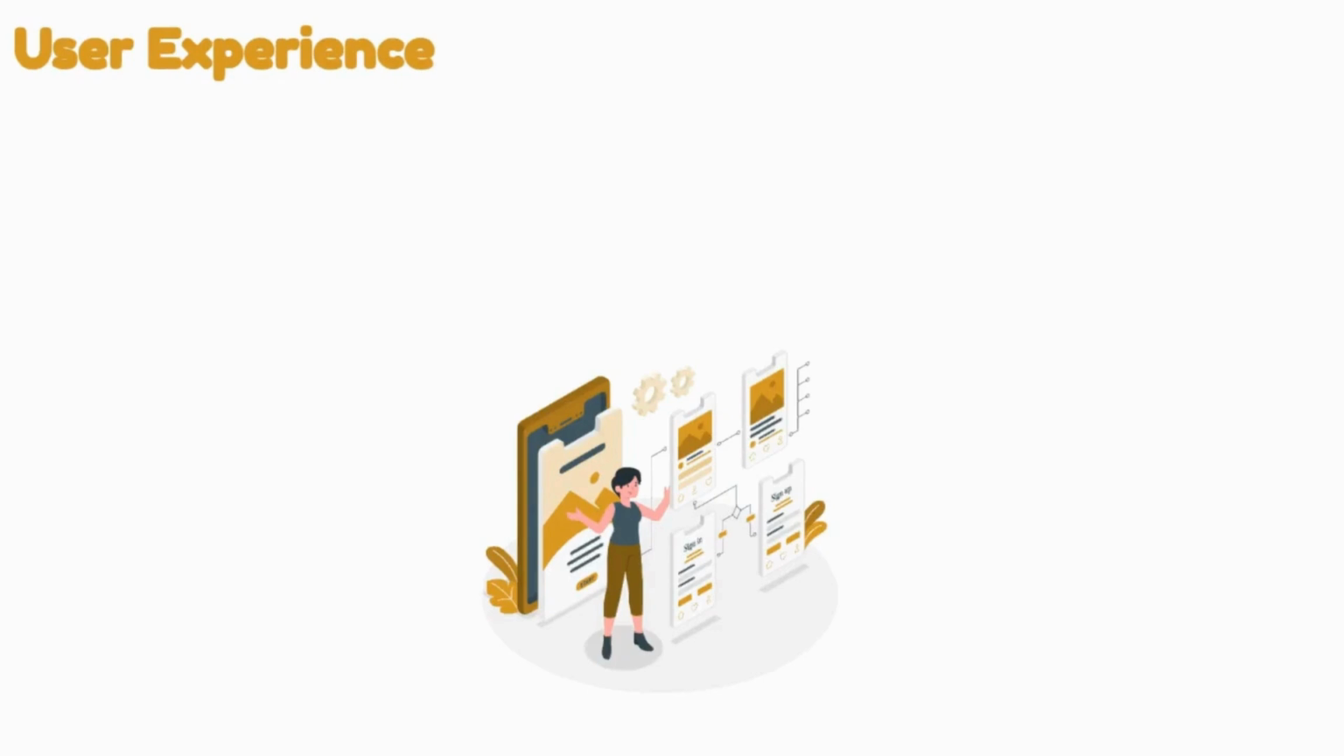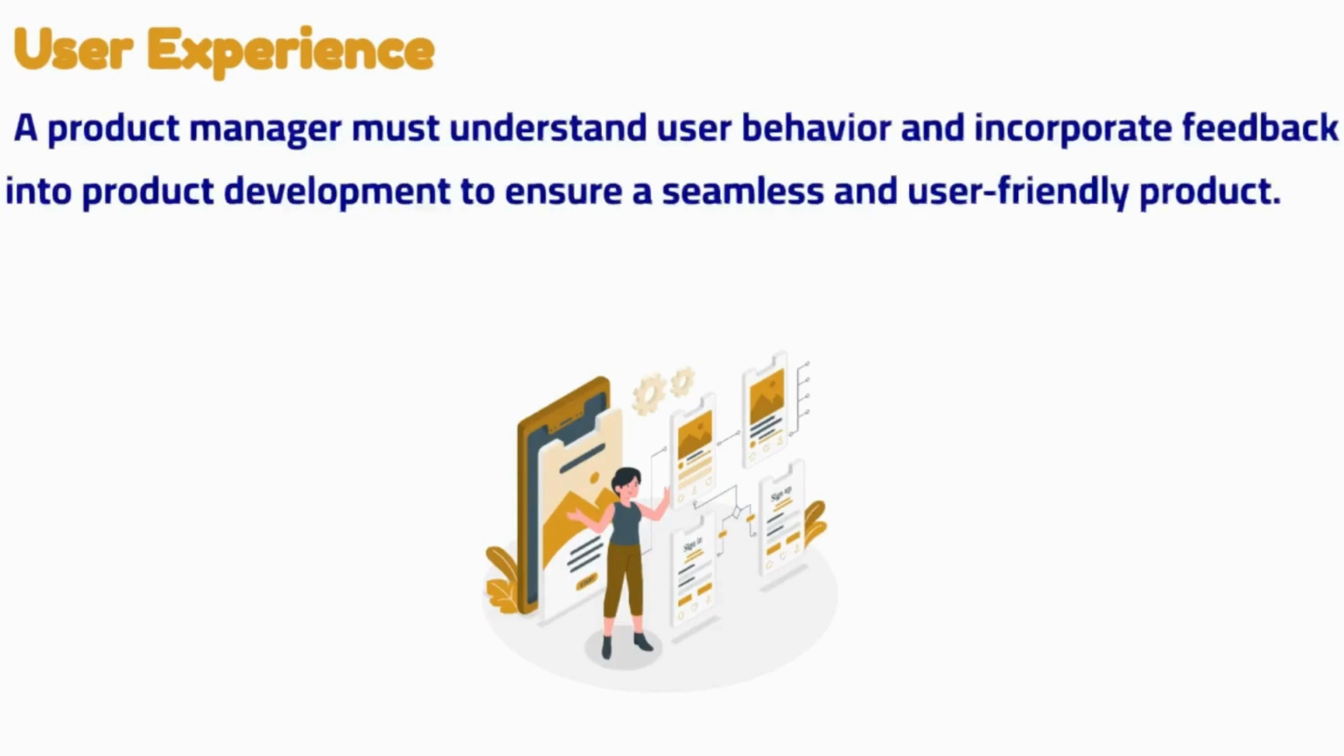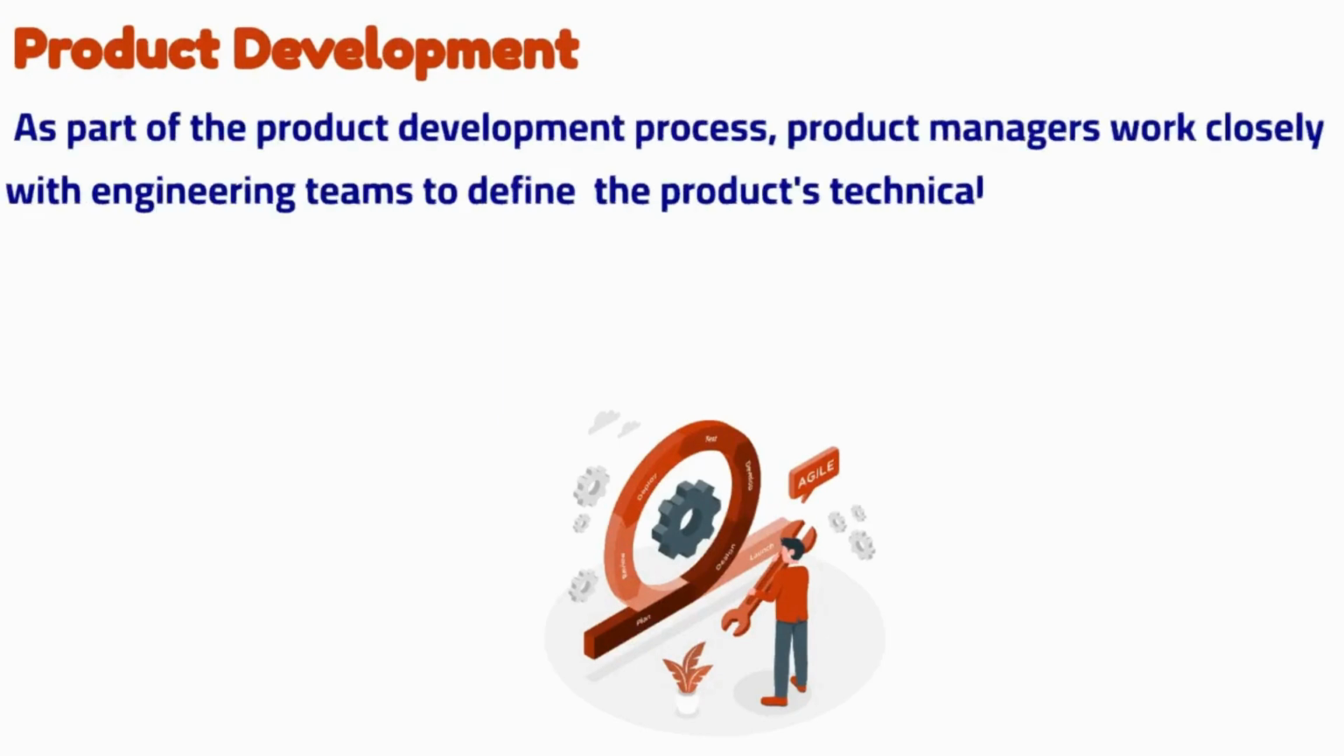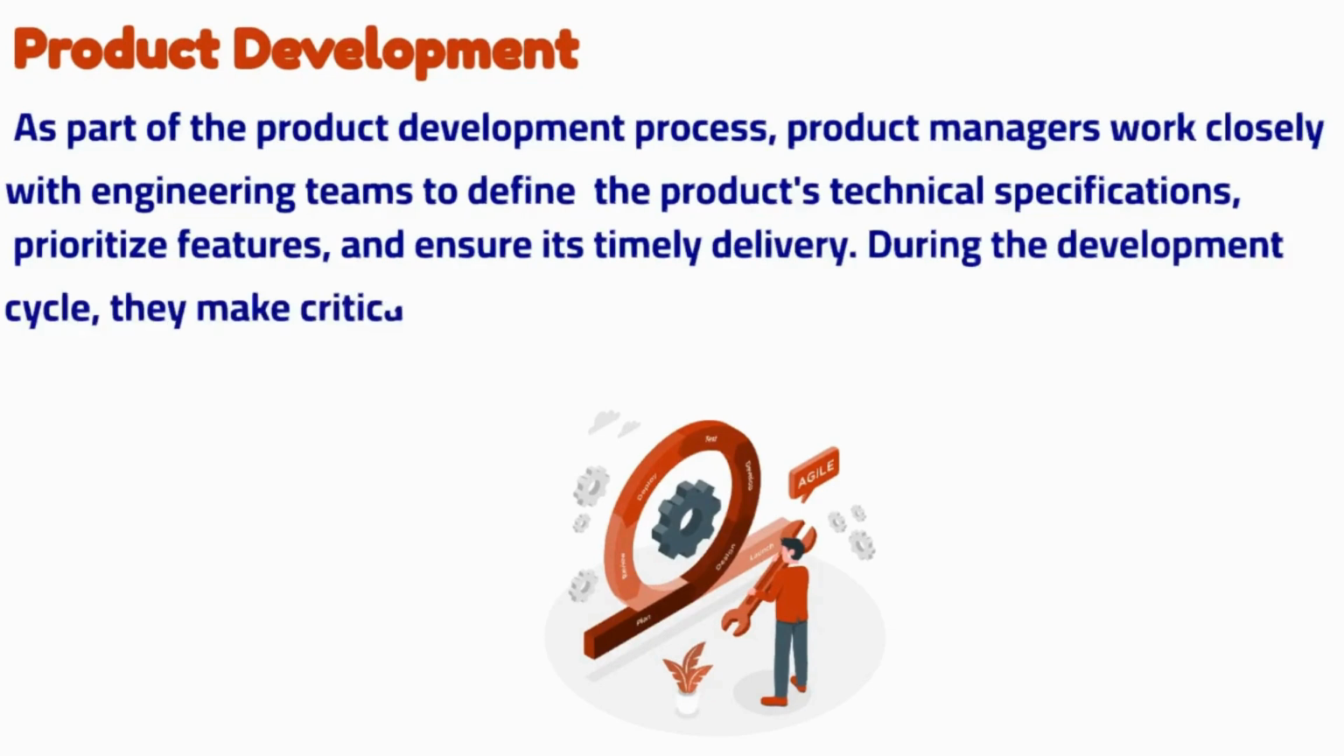User experience. A product manager must understand user behavior and incorporate feedback into product development to ensure a seamless and user-friendly product. Product development. As part of the product development process, product managers work closely with engineering teams to define the product's technical specs, prioritize features, and ensure its timely delivery.